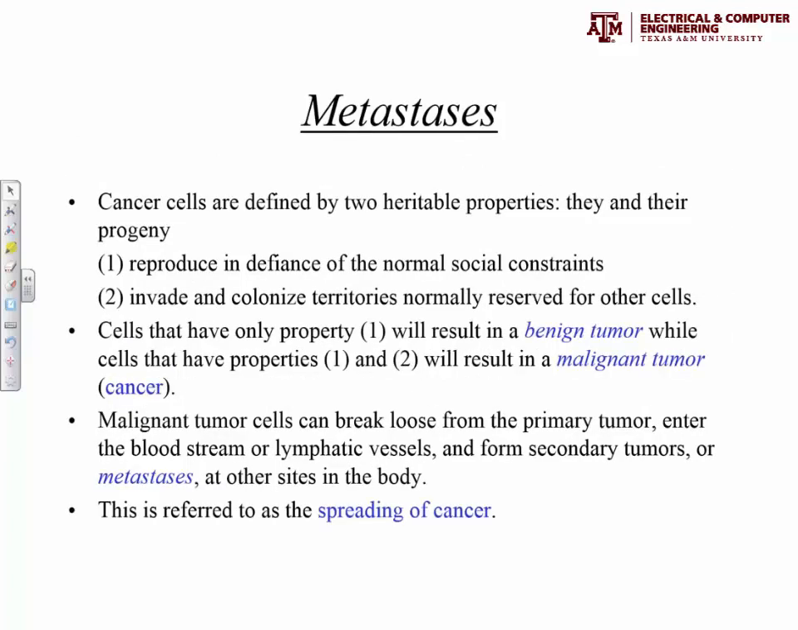Now, cancer cells are defined by two heritable properties. That means they can pass it on to their offspring. They and their progeny will reproduce in defiance of the normal social constraints, right? And they will also invade and colonize territories normally reserved for other cells. Cells which have only property 1, that means it is just multiplying uncontrollably, will result in a tumor, because cell growth is more than cell death, right? You'll get a tumor, but it is benign. While cells which have got properties 1 and 2 will result in a malignant tumor, and that is cancer.